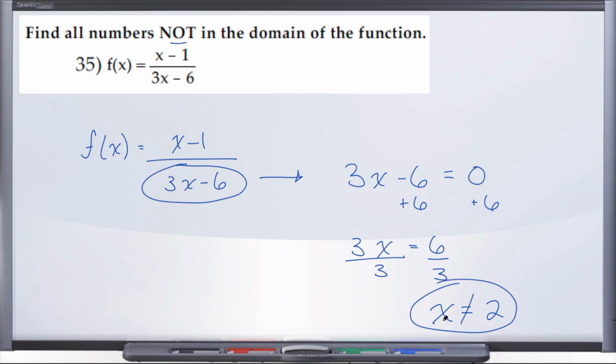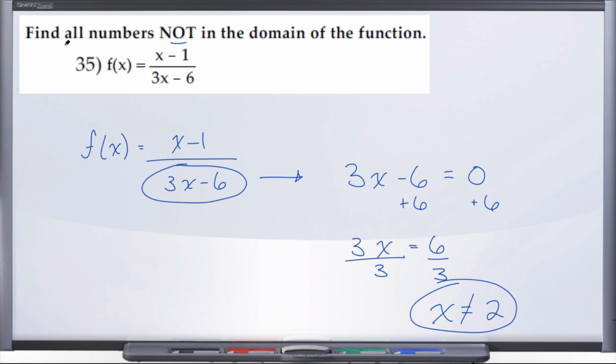So what this is saying is that we can plug in any value in the world for x, any real number for x, except if we were to plug in the number 2, we're going to end up with a 0 in the denominator, and we can't have a 0 in the denominator, right? Because 3 times 2 is 6, and 6 minus 6 gives us 0. Can't have that in the denominator. x can be any other number except 2.